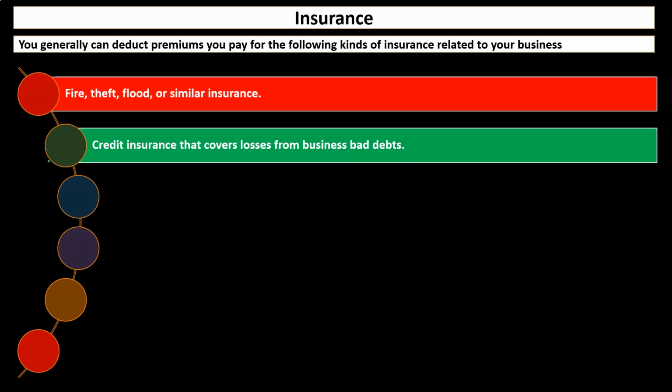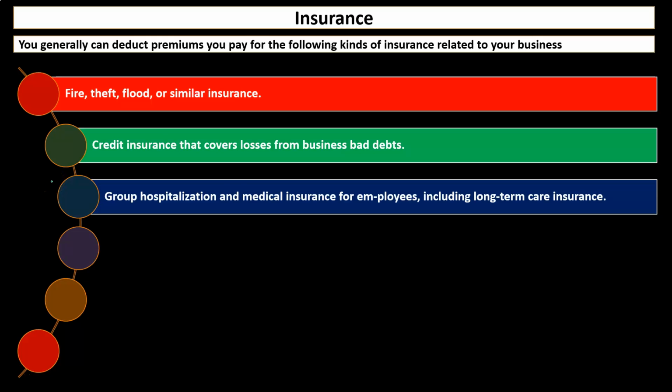So credit insurance, insurance that covers losses from business bad debts. So if you have insurance related to the bad debt, basically the accounts receivable or those that you may not be able to collect on, then you would generally be able to deduct that, and that would make sense as an ordinary and necessary expense of the business.